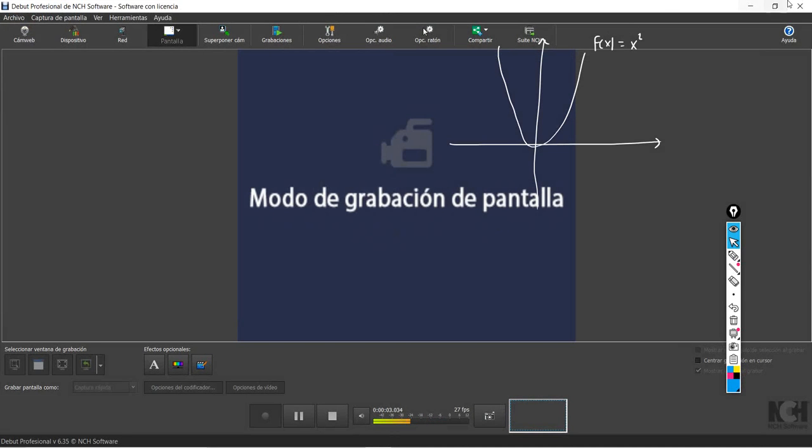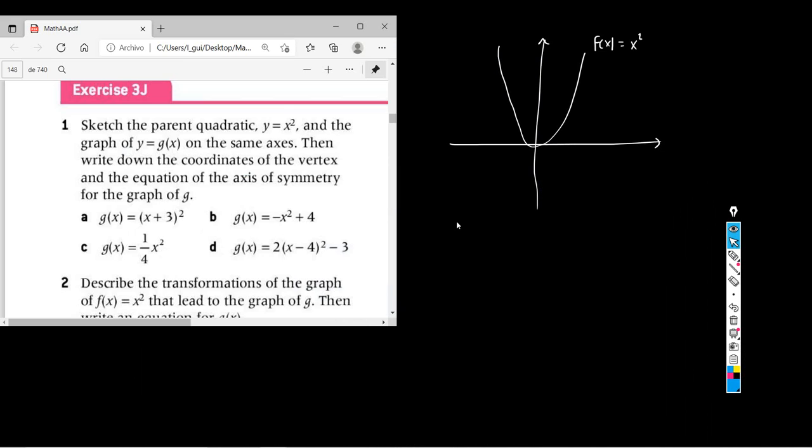Hello class, I'm going to exemplify a couple or three problems from exercise 3J and exercise 3K. For number one, it says sketch the parent quadratic, which is this one, and the graph of y equals g of x, which is each of these four functions, on the same axis. Then write down the coordinates of the vertex and the equation of the axis of symmetry for the graph of g. So let's see.